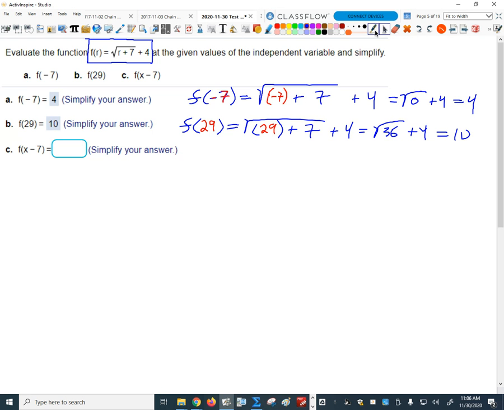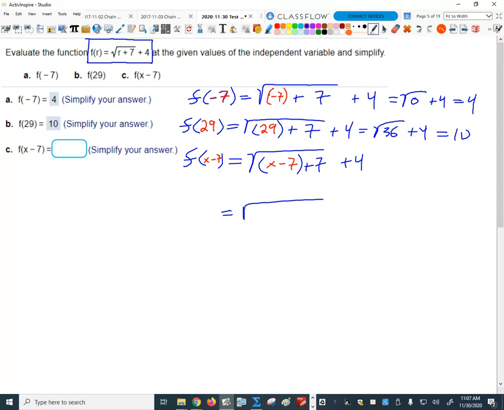The only difference here is that when I plug it in, I'm not just getting a number. I'm going to end up maybe with some x's in my answer, right? So f of something equals the square root of every place I have an r, I open up an empty quantity to dump something in. And the something that I'm dumping in is an x minus 7. Okay, so if we do the math this time, look what happens. I end up with the square root of x minus 7 plus 7.